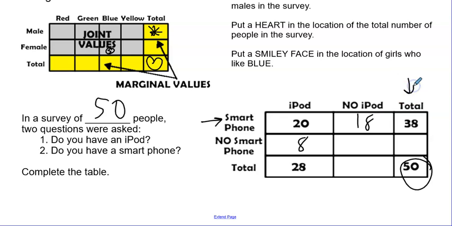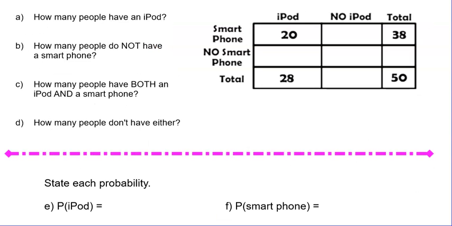Now, you can go in any order here. If there's 38 smartphone people, and there's 50 total, how many are no smartphone? 50 minus 38 is 12. 38 plus 12 is 50. Well, that means there's 12 no smartphones, 8 have an iPod, so 4 here. And then if you add straight down, you get 22. You could have also gotten 22 from doing 50 minus 28. So you can see there's a lot of different ways to do these.